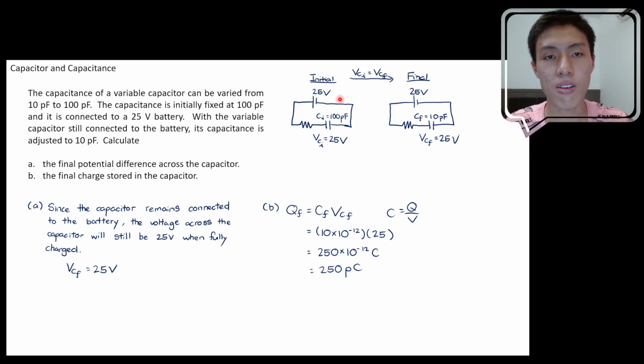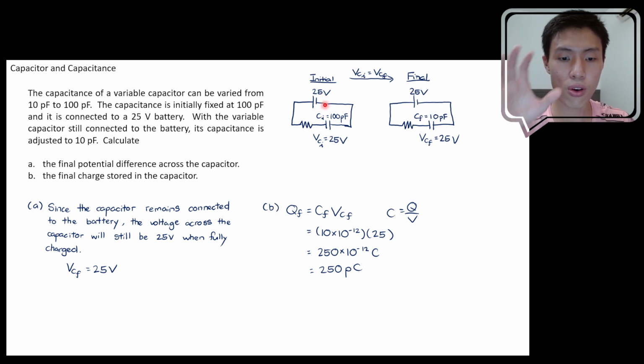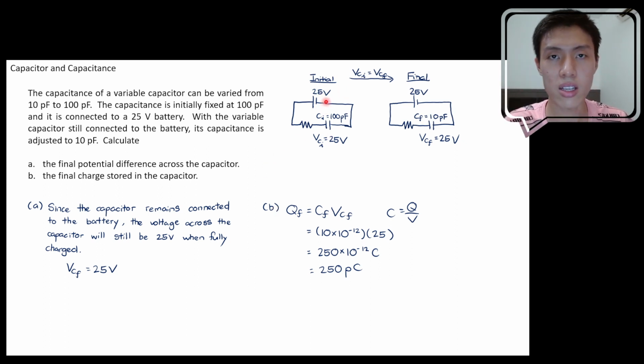So in this case, if your capacitor remains connected to the battery when you do something to the circuit, the voltage will not change. If it remains connected to the battery, the voltage across the capacitor will not change. If you insert a dielectric, if you remove a dielectric, if you do something to the capacitance, the voltage across the capacitor will not change if it is connected to the battery. This is what we learned through this question.